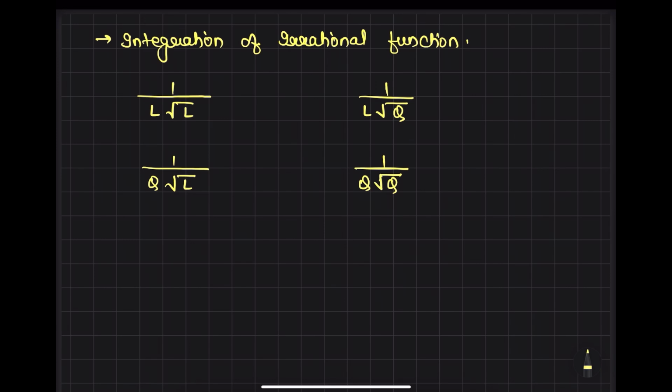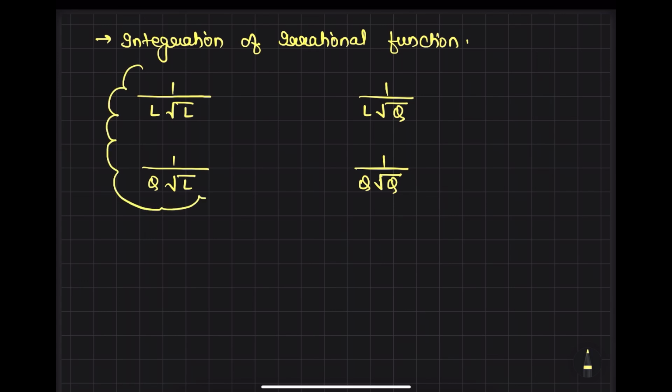1 by linear into root linear. Linear you can memorize, inside root linear, and then linear quadratic. Inside root quadratic, then linear quadratic. So how will we handle this situation? Just memorize these steps first.